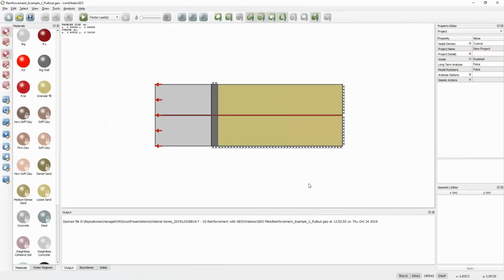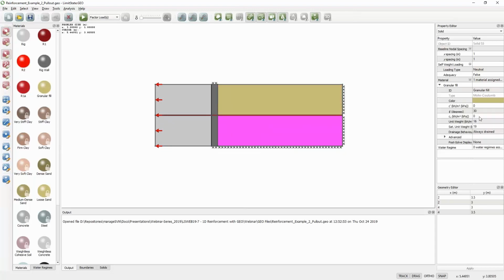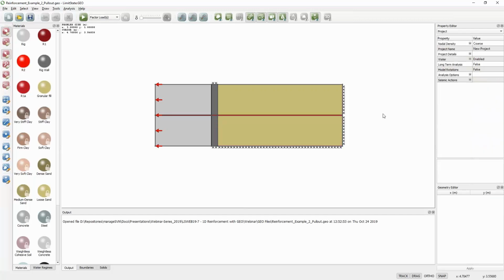So here I've got a very similar model, but slightly different from the previous one. I've got this same block here where we're pulling the reinforcement out. This time I've got sand modelled as a soil, so we've got a granular fill. It's modelled with a 30-degree angle of friction, but the key parameter here is a unit weight of 16. We still have our reinforcement element sitting in there.